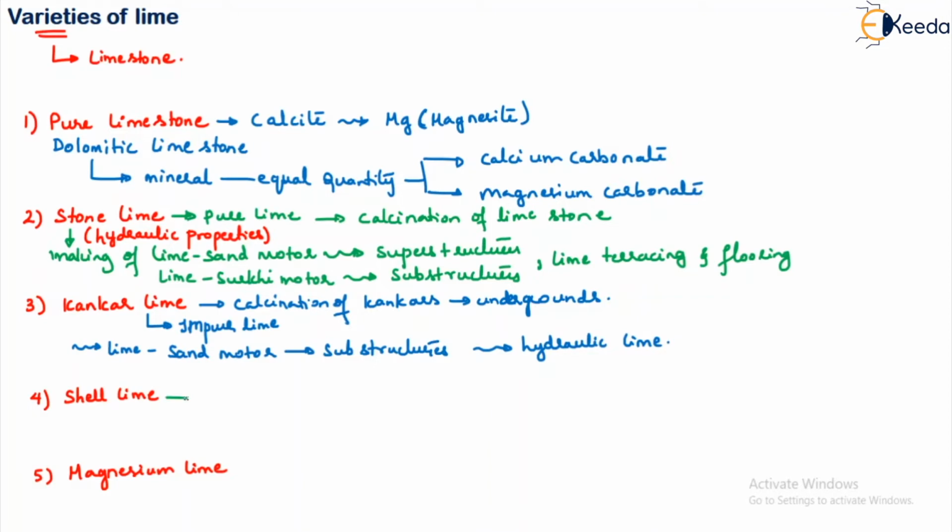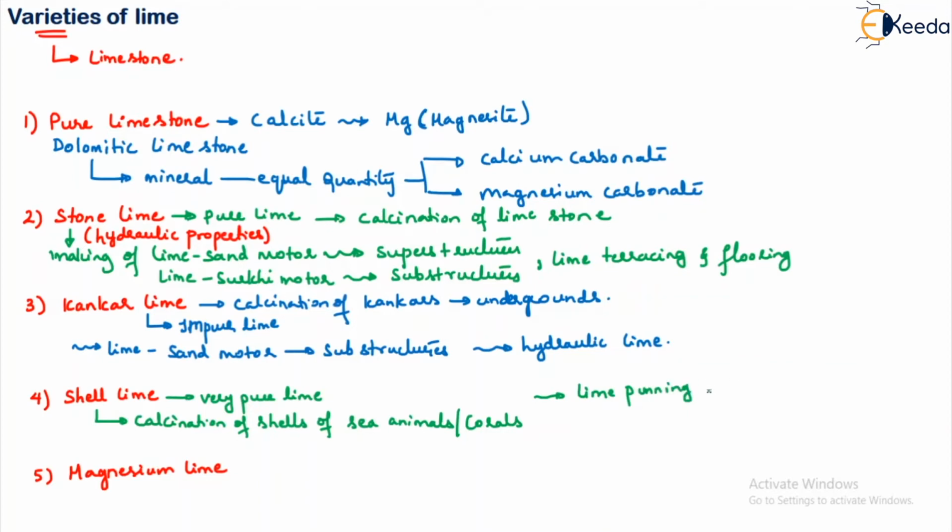Next is the shell lime. So this is a very pure lime obtained by the calcination of seashells or shells of sea animals and corals. We use this type of lime for lime punning, whitewash, color wash, soil stabilization, and in glass production.